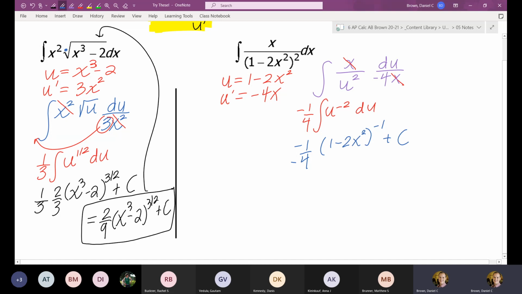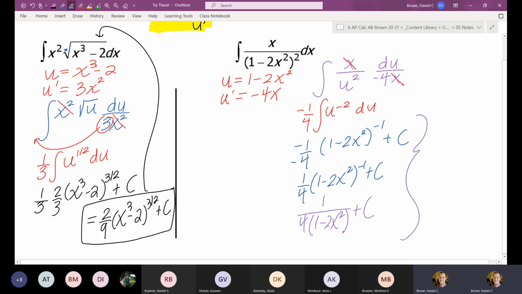That answer's fine, kind of ugly. That's really going to be a positive 1/4 (1 minus 2x squared) to the negative 1 plus c, or 1/4, sending that to the denominator, 1 over 4 (1 minus 2x squared) to the first power plus c. Again, all those answers are the same, but those are just three different ways to write it. Questions on that problem?